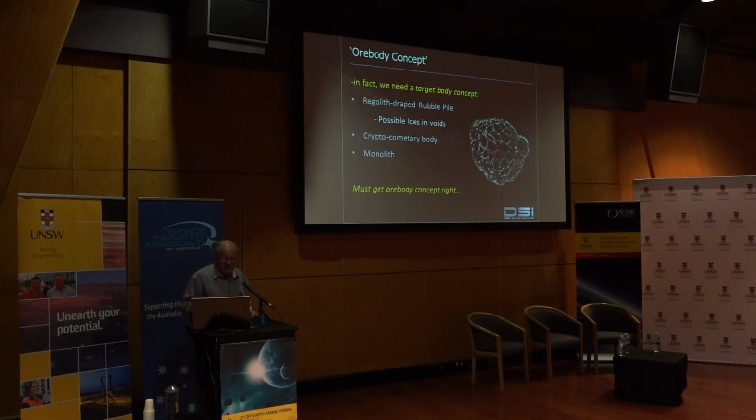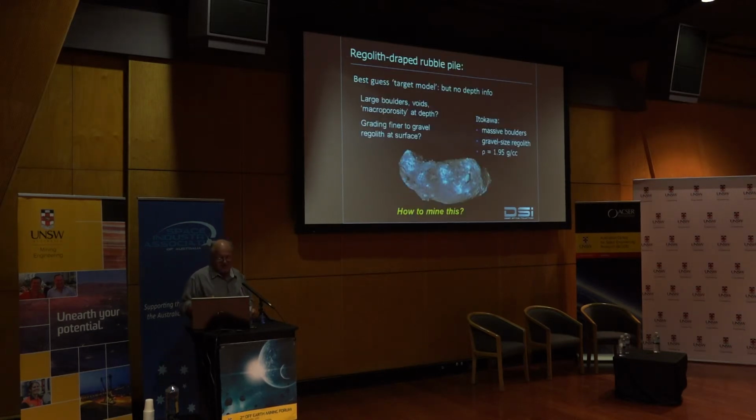Ore body concept, there's basically two major headings of ore body concepts. One is the regolith draped rubble pile, and the other is the crypto-cometary body. And the classic for the regolith draped rubble pile turns out to be Itokawa, which has got a density of about 2 grams per cc. That object is about 500 metres long.